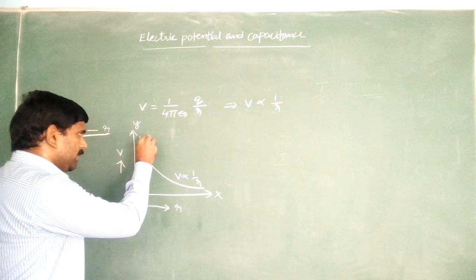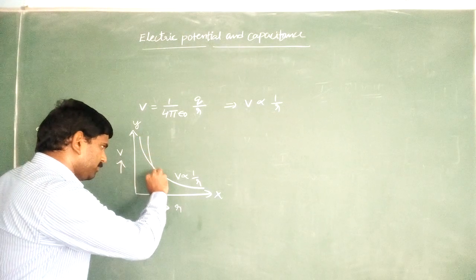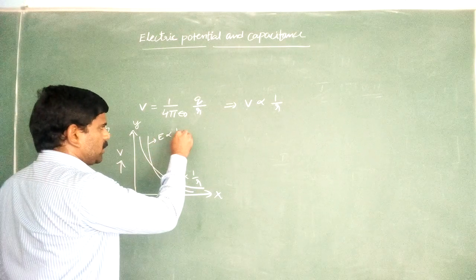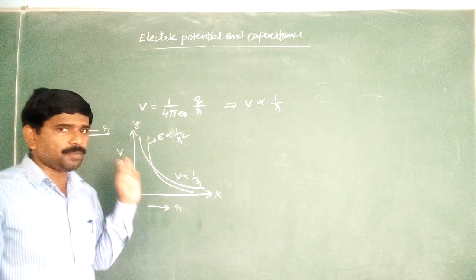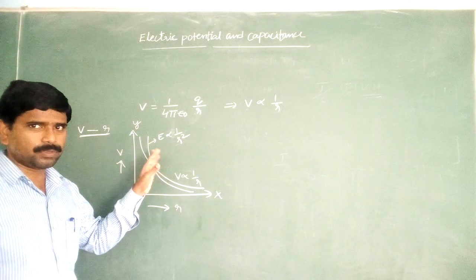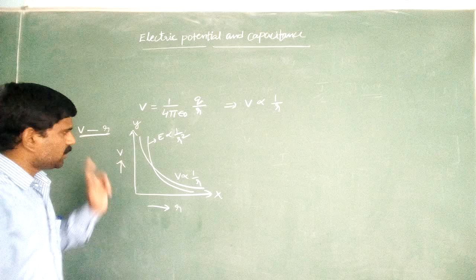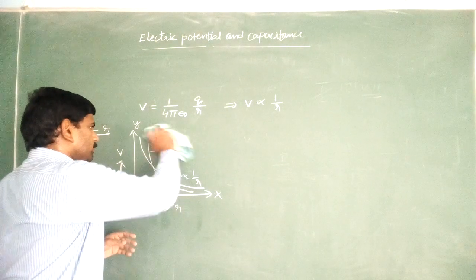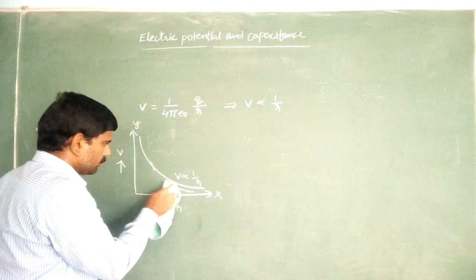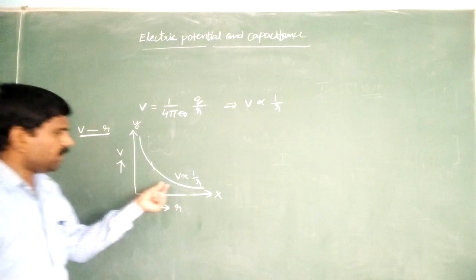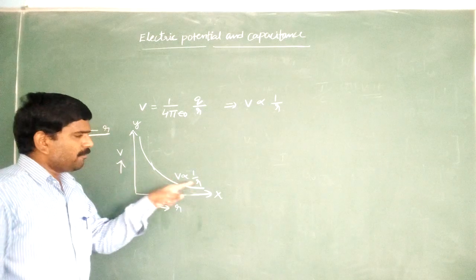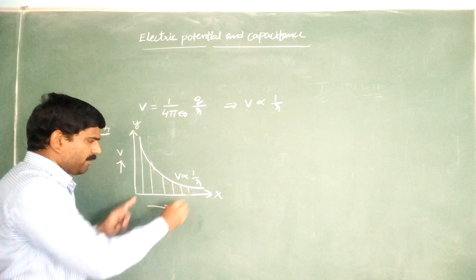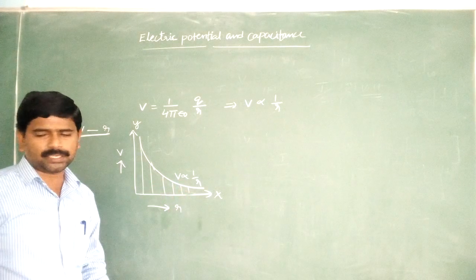If you draw the graph for the electric field intensity, E is inversely proportional to R square. Observe the difference. So this is the only graph we need: V is inversely proportional to R. When R value increases, V value decreases.